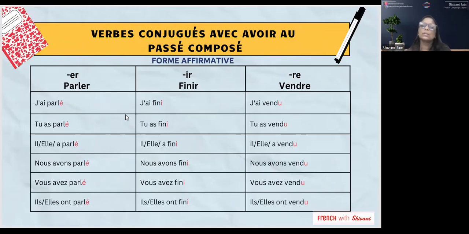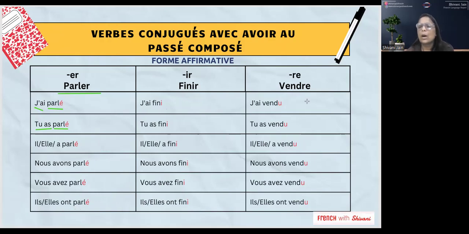So here is an example. Les verbes conjugués avec avoir au passé composé. Now, par exemple, the verb parler, this is ER ending verb. Now, how we conjugate it in passé? It is j'ai parlé, I have spoken. Tu as, avoir in present tense plus the past participle. Tu as parlé, il a parlé, elle a parlé. Nous avons parlé, vous avez parlé, ils ont parlé, elles ont parlé. Right? They have spoken, like that.